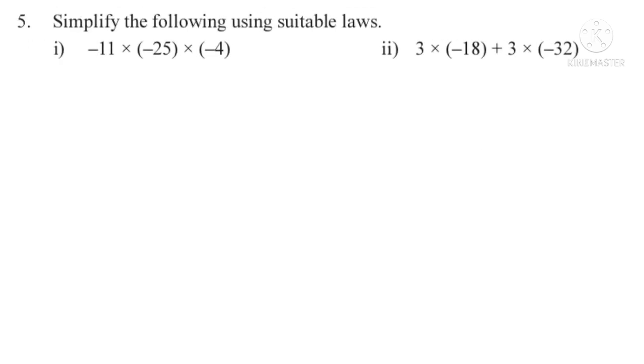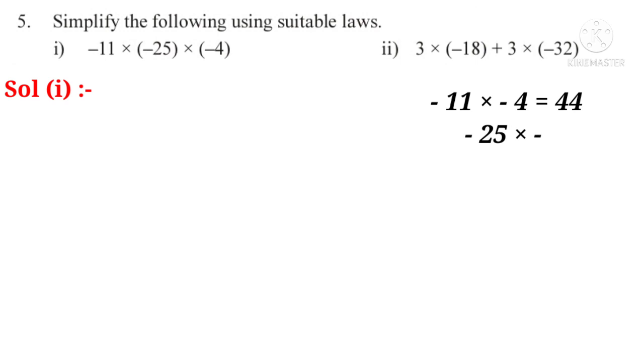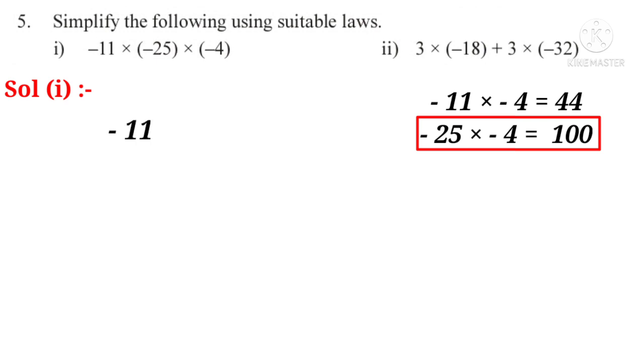Now number 5. Simplify the following using suitable laws. 1, 2. Solution 1. Here observe that there are three different integers, minus 11, minus 25, minus 4. So we have to use the associative property. Now let us take the product of any two integers. Minus 11 into minus 4 is 44. Minus 25 into minus 4 is 100. We have to group the integers in such a way that their product is 10, 100 and so on.